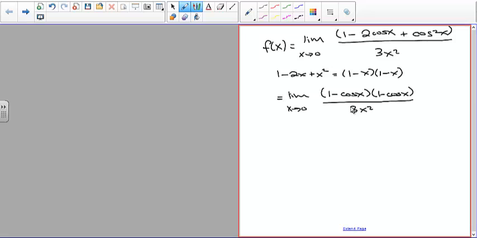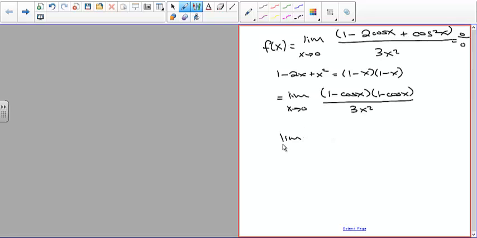There were 2 squeeze theorems, and I just told you to evaluate this. So cosine of 0 is 1, so you get 1 minus 2 plus 1, so you get 0. And of course, 3 times 0 squared is 0, so you get an indeterminate result.